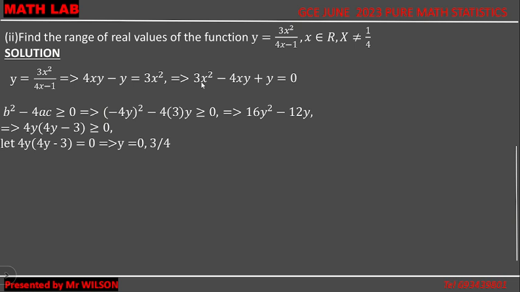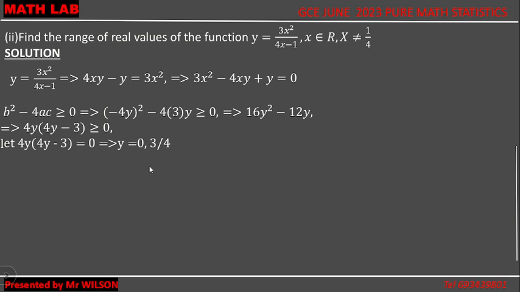You open the bracket, you simplify, and we're going to get 16y squared minus 12y. With that, this implies that we factor out 4y, and simplify further, and we're going to get 4y times (4y minus 3) less than or equal to 0. So now we let this function equal 0 to get the different values of y. If you let this equal 0, you're going to get y to be either 0 or 3 over 4.